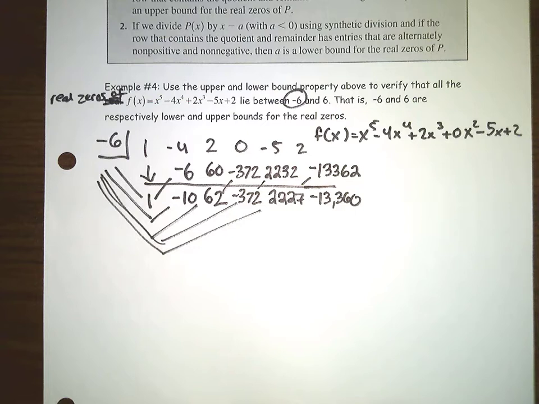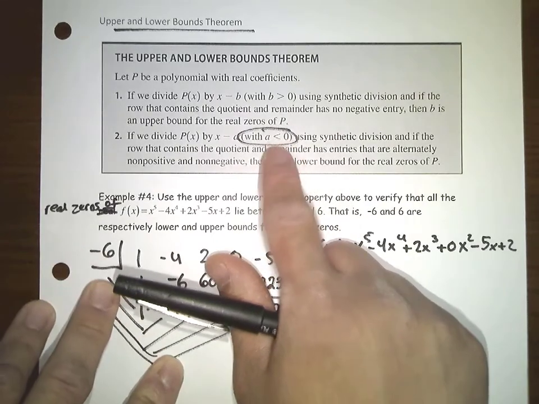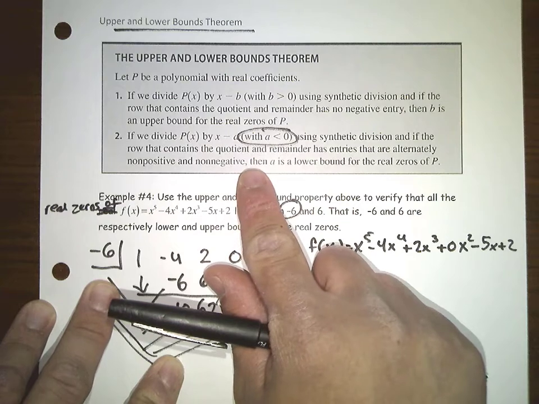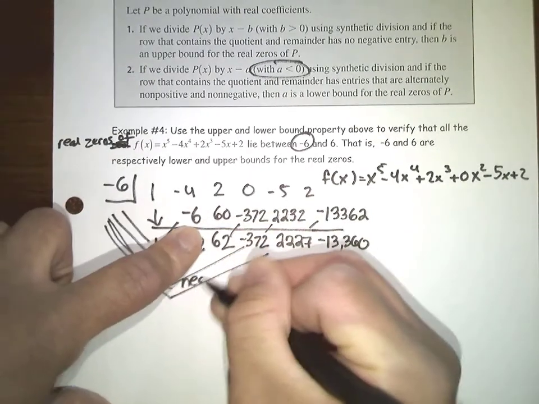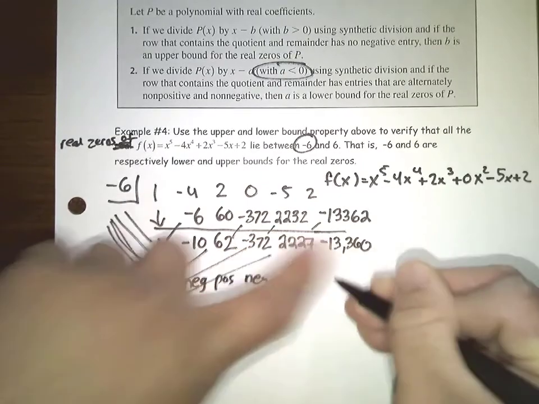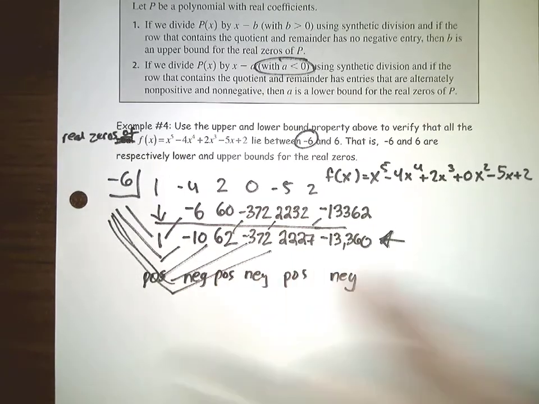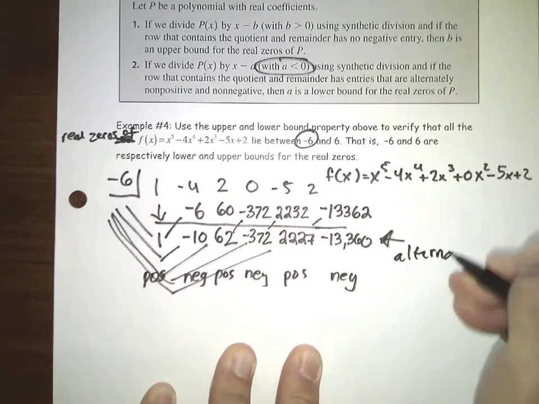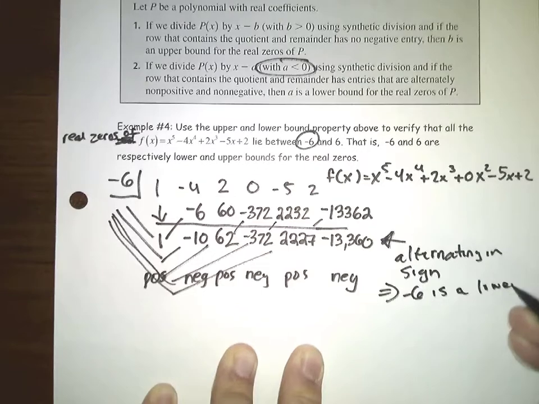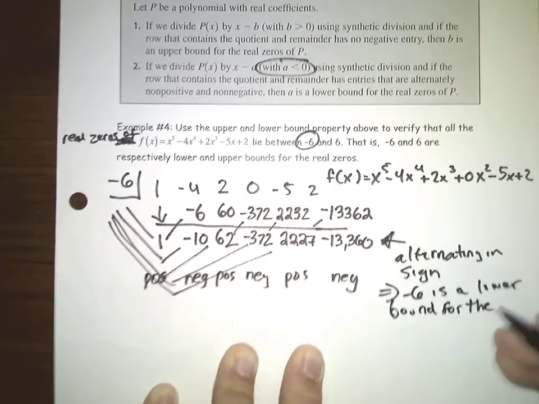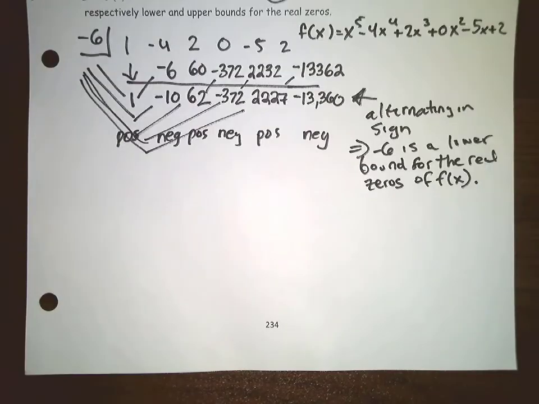All right, so now just remember that if you're dividing by a number that is less than 0, then you need to look to see if these are alternately non-positive and non-negative. So we have a positive, a negative, a positive, a negative, a positive, and a negative in the bottom row here. So these did alternate: positive, negative, positive, negative, positive, negative. So these are alternating in sign. So what does that mean? It means that -6 is a lower bound for the real zeros of f of x.